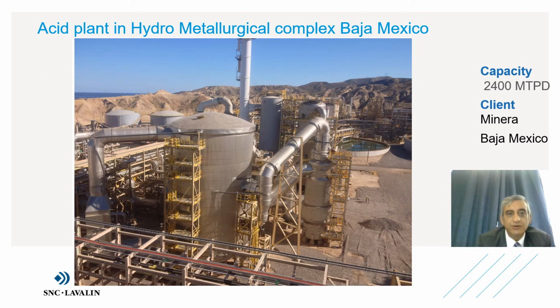Here is a snapshot of an acid plant in a hydrometallurgical complex at Baja, Mexico. Capacity of plant 2400 tons per day. It's a sulfur burning plant with an HRS system in it.